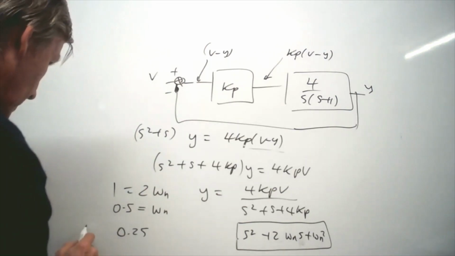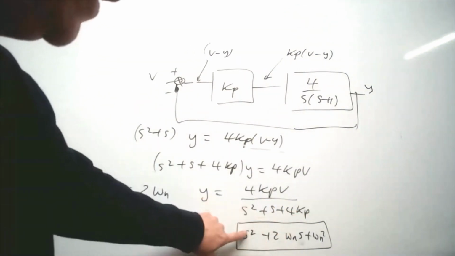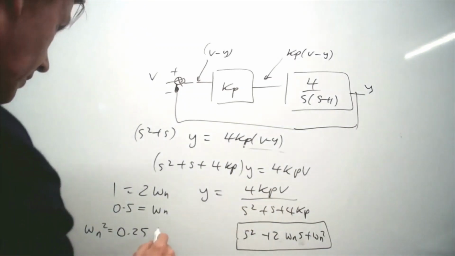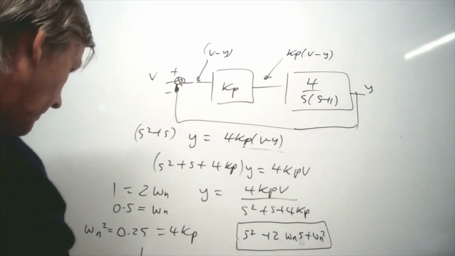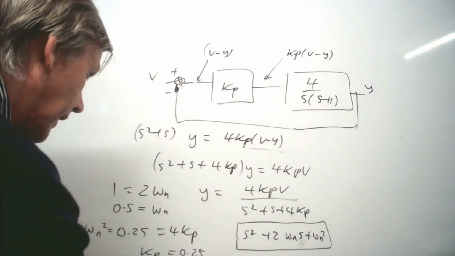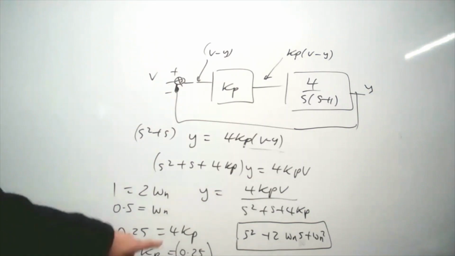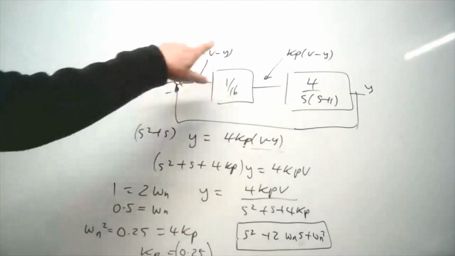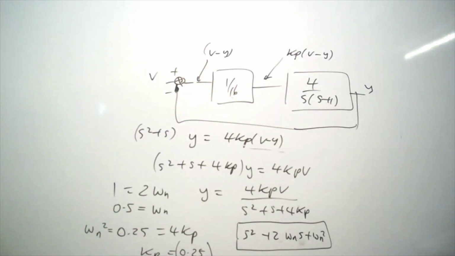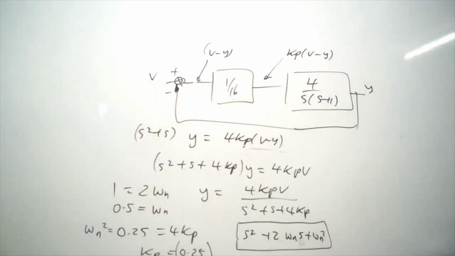So omega n squared is 0.25, but that's the same as 4KP, because that's the same as that, that's the same as that. So that's equal to 4KP, and therefore KP is equal to 0.25 over 4, which is 1/16, isn't it? So if I set KP as 1/16 in here, then that system would be critically damped. And that was that second order system. So if you've done that whole thing right, another 5 and 5, 10 marks.